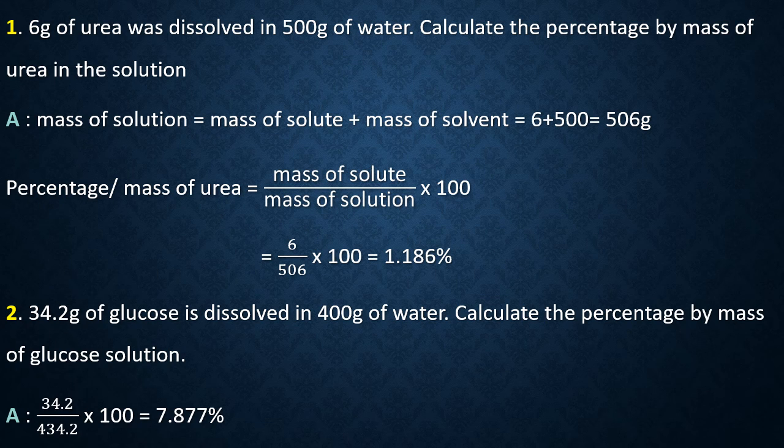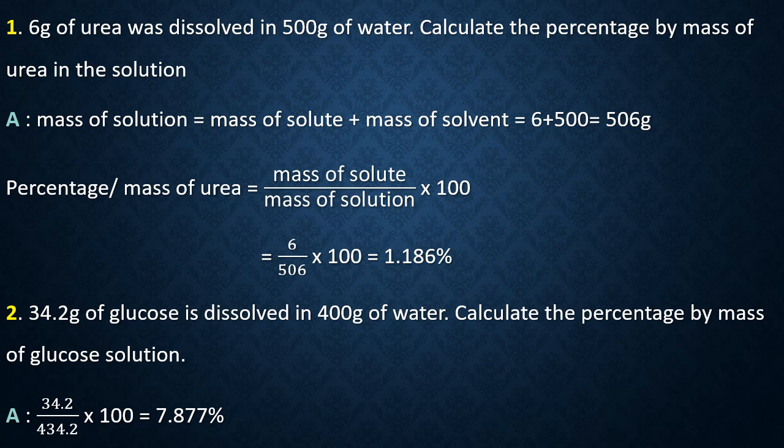Now some examples are there to understand the mass percent. Example number 1: 6 gram of urea was dissolved in 500 gram of water. Calculate the percentage by mass of urea in the solution. Here 6 gram of urea is dissolved in 500 gram of water. The formula is: mass percent equals mass of solute by mass of solution.